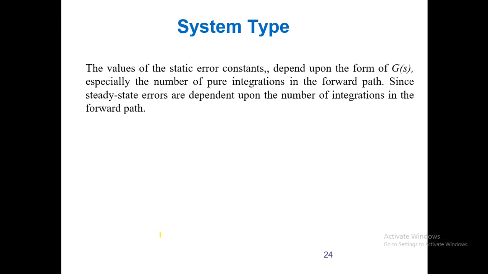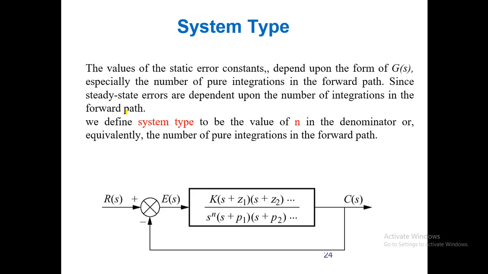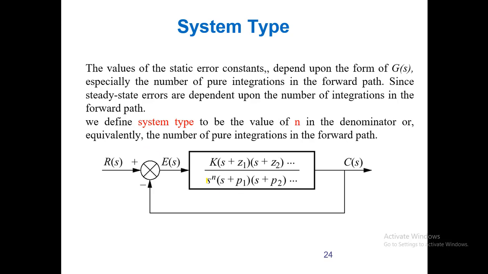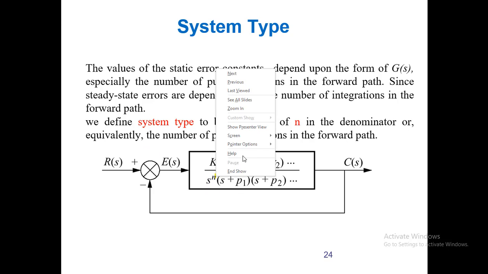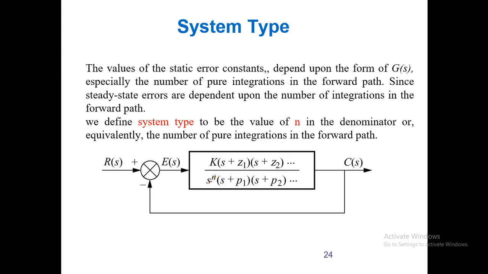Now, depending upon these types of error, these static error constants, you can find the type of the system as well. So the values of the static error constants depend upon the form of G(s), especially the number of pure integrations in the forward path, since steady state errors are dependent upon the number of integrations in the forward path. So you see that if there is no integration, let's say there is none, you will have an idea that this is basically a first type of system.